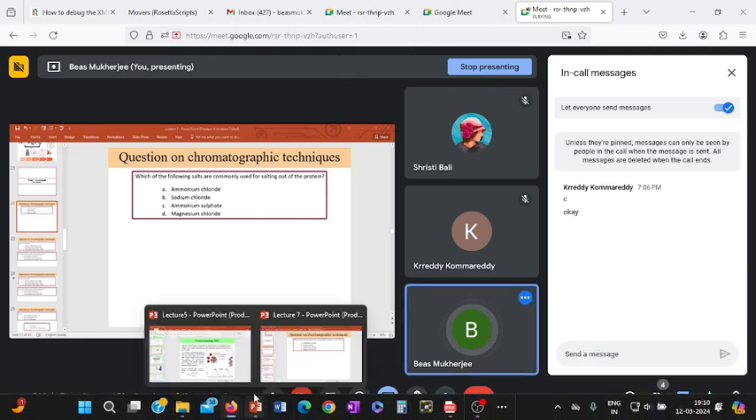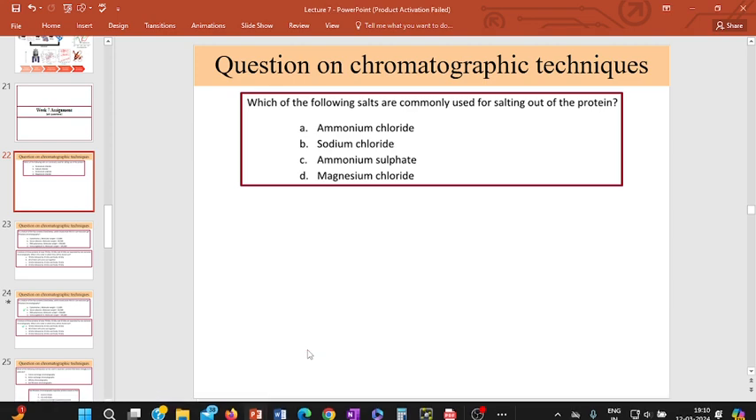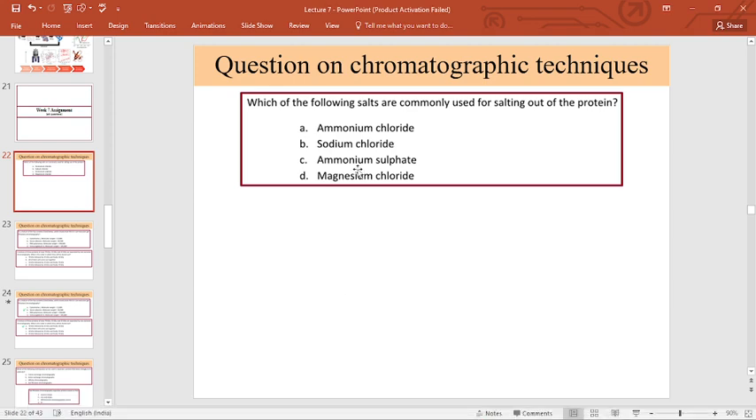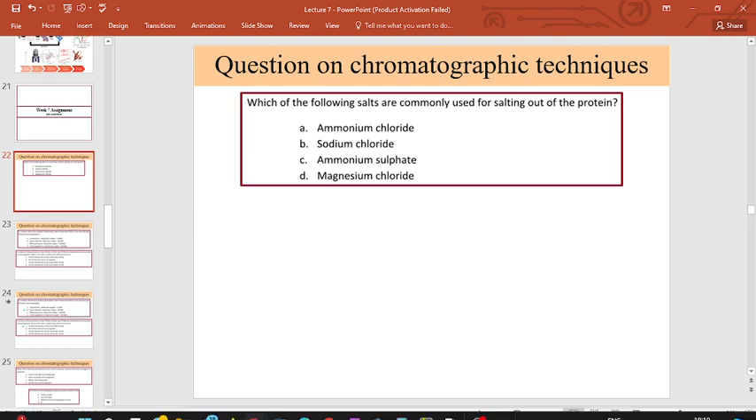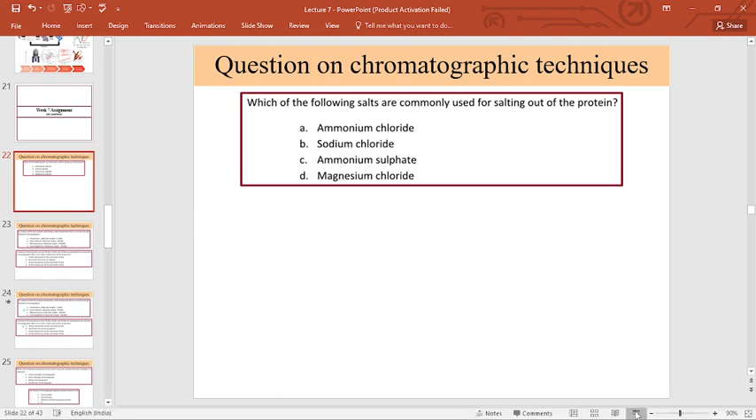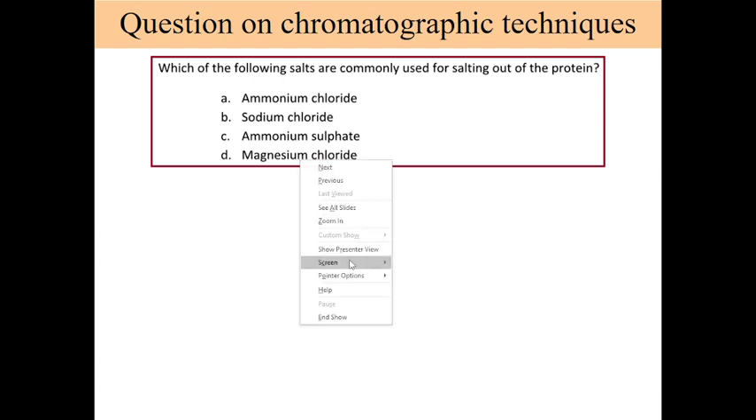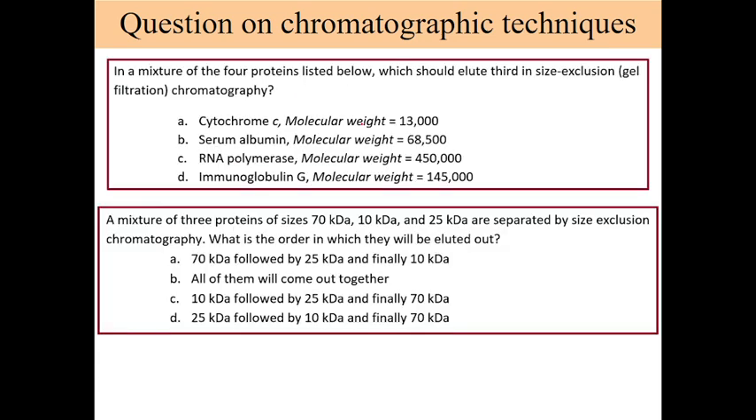Hello everyone. So let us carry on with the PPT. Yes. So the answer is definitely ammonium sulfate. It is not given here, but yes, the answer is ammonium sulfate. They are asking which salt is the best for salting out, and for salting out ammonium salts are the best. Amongst these two, ammonium sulfate is the one that is commonly used for salting out of proteins. Okay, now we will look at the next question.